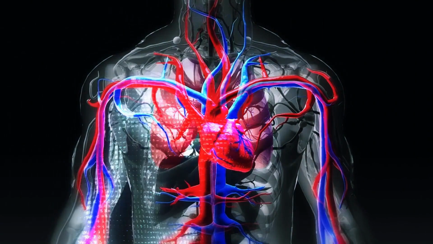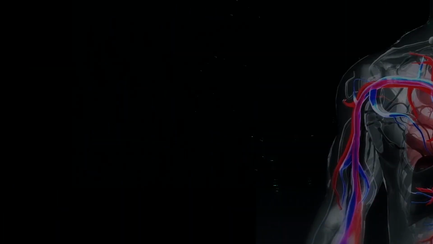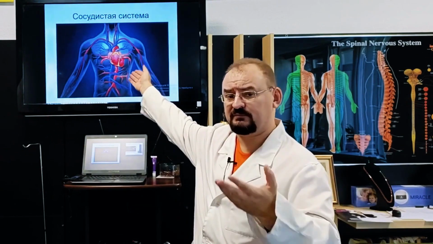Our cardiovascular system is a closed system of tubes through which blood circulates. That is, these are the arteries which carry blood from the heart to various organs and parts of the body. These are the veins which carry blood from the organs and parts of the body back to the heart. These are the capillaries where the artery transitions into the vein and blood supply takes place. And this is the motor or pump of our vascular system, the heart.